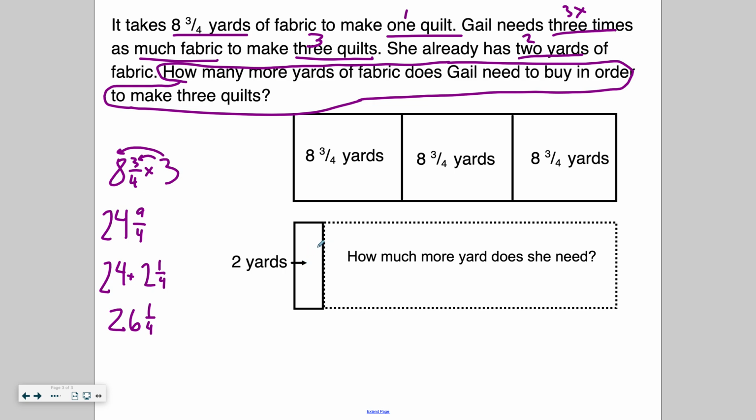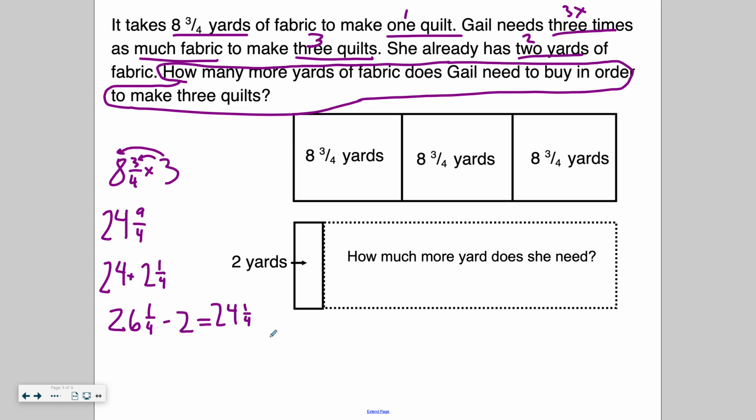But she already has 2 yards, so I want to subtract 2 yards to see how much more she's going to buy. She doesn't want to buy all the fabric if she already has some. So 26 minus 2 is 24. And I'm just going to bring over my fraction because I don't have a fraction to subtract. Because if I subtract something minus nothing, I'm going to keep that same number. Like 1 minus 0 is 1, 7 minus 0 is 7. So 1/4 minus 0 would be 1/4 still.